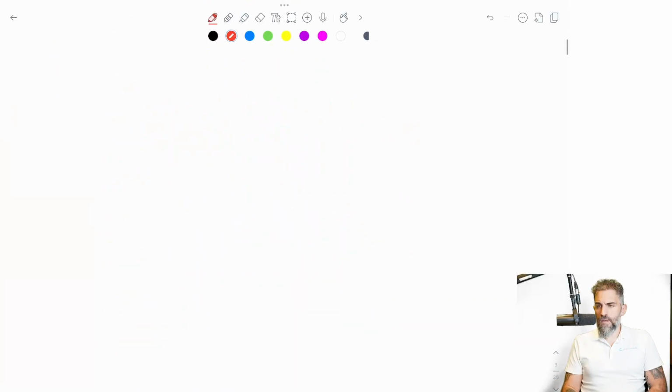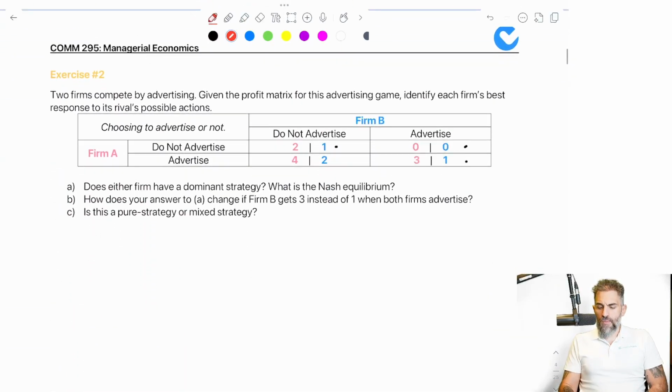Okay. So if we go to this example that we sort of started talking about before, here it's two firms that compete by advertising. Given the profit matrix of the advertising game, identify each firm's best response to the rival's possible action. So does either firm have a dominant strategy? Figure that out first. And what is the Nash equilibrium? I want you guys to pause the video and try to answer A on your own.